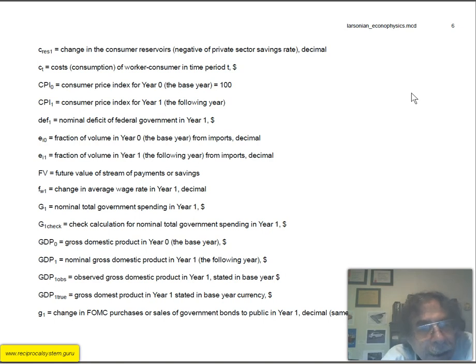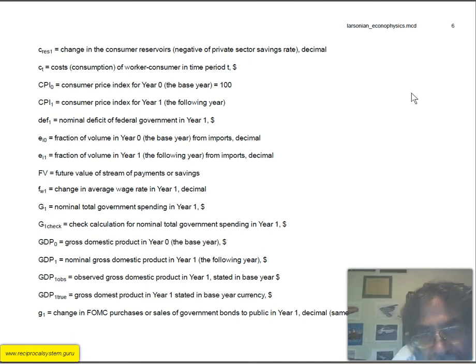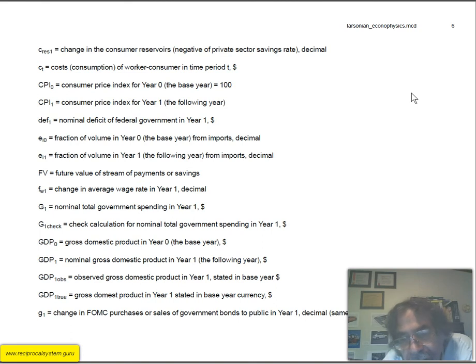Okay, now CPI underscore 0 equals the consumer price index for year 0, the base year, and it's always set to 100. CPI sub 1 equals the consumer price index for year 1, the following year. Def sub 1 equals the nominal deficit of federal government in year 1. E sub I0 equals fraction of volume in year 0, the base year, from imports. E sub I1 equals fraction of volume in year 1, the following year, from imports, and it's a decimal.